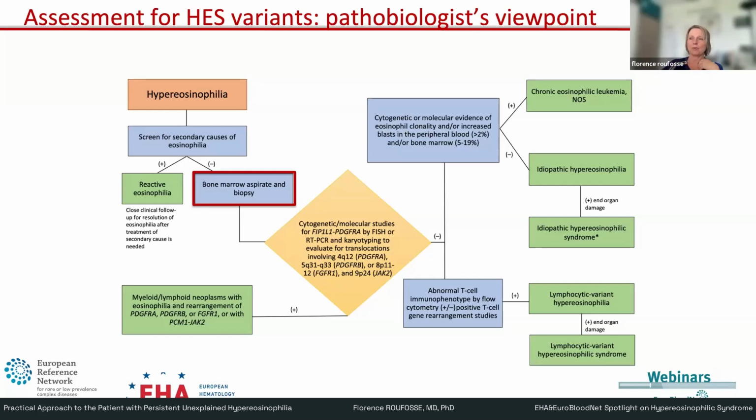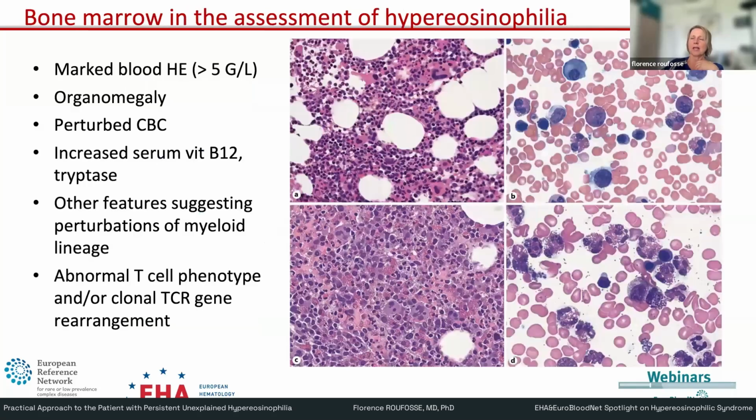And once again, this is really to be able to pick up those clonal eosinophilic disorders that I discussed. And it can be really interesting because even when you can't pick up the cytogenetic abnormality, sometimes the bone marrow itself is very informative. And I am not a hematopathologist at all, but on this slide, you can see two very, very different bone marrows. On top, a bone marrow with a more reactive hypereosinophilic aspect, and on the bottom, a bone marrow which is extremely perturbed with dysplastic cells.